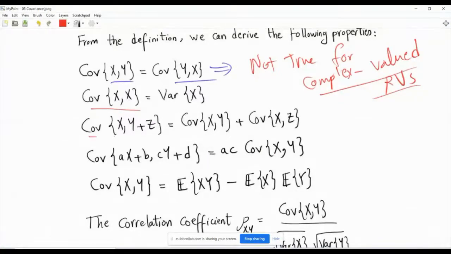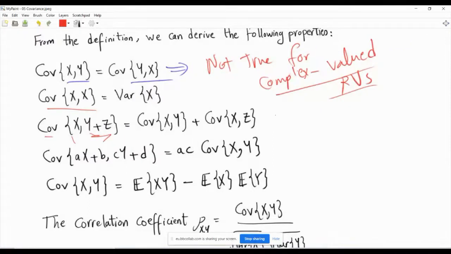Now you can show that covariance of x with y plus z is covariance of x and y plus covariance of x and z. Again, these are not difficult to show, you just apply the rules. So what is this covariance? You take the first random variable, and don't forget to subtract the mean. Very important. The definition of covariance requires that you subtract the mean. If the mean is zero, then it's fine. But if it's not zero, then you need to subtract the mean. It's inherent in the definition of covariance.